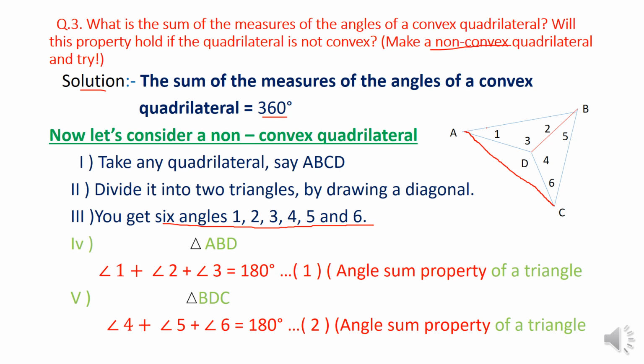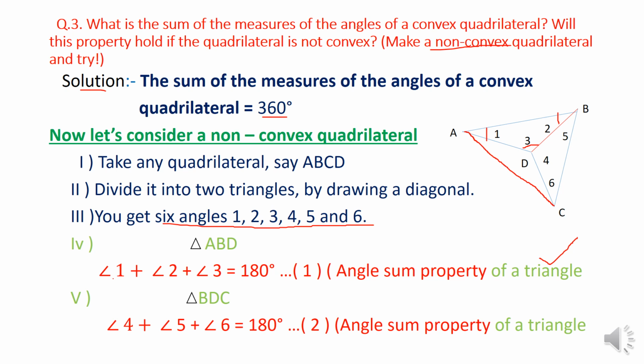Here the first triangle has angle 1, angle 2 and angle 3. So let us add them, and we know the property: the sum of all angles of any triangle is equal to 180. So angle 1 plus angle 2 plus angle 3 is equal to 180 degrees by the angle sum property for triangle ABD.